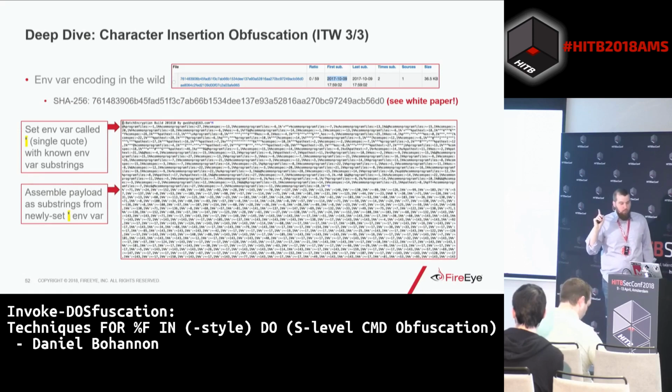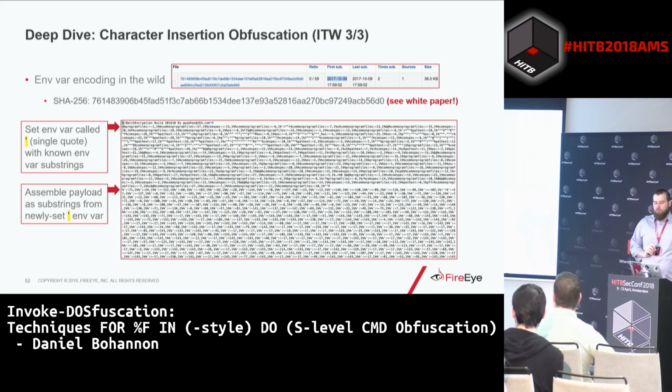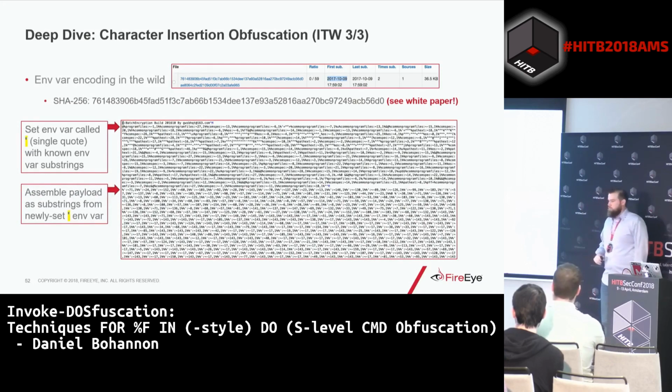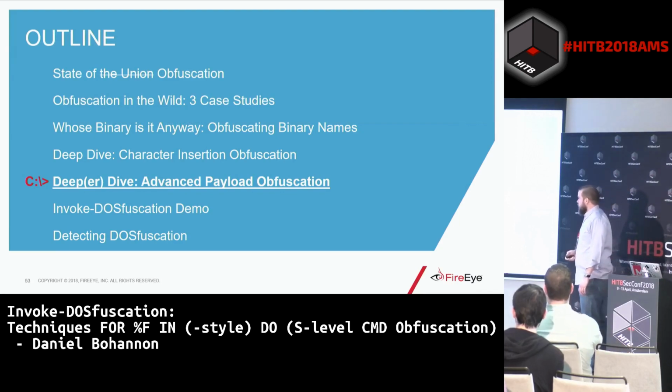There's a lot more information. This was a very interesting phishing document. I would advise you to look at the white paper if you're interested in what this document was and where it came from and some of the potential political motivations behind this one. So, advanced payload obfuscation. How do we put all these pieces together?